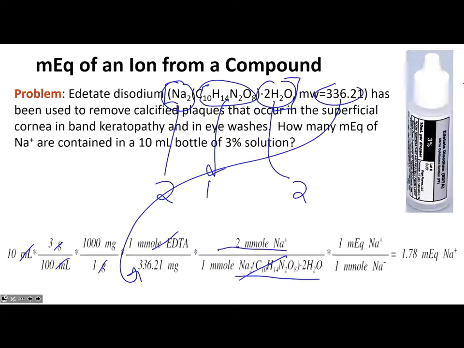I'm in molecules. Last step to go from molecules to electrical energy is to convert it by multiplying by the valence. And since the valence on sodium is 1, there's 1 milliequivalent for every 1 millimole. Millimoles cancel, and I'm in milliequivalents. And my final answer then numerically would be 1.78 milliequivalents of sodium. All right?